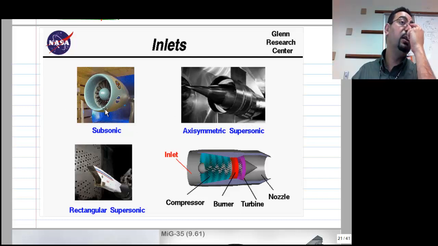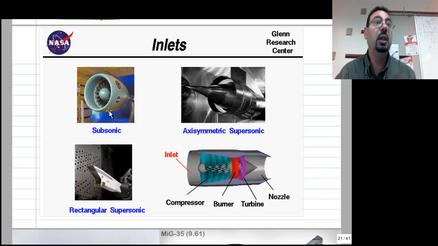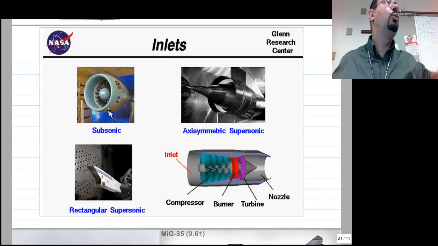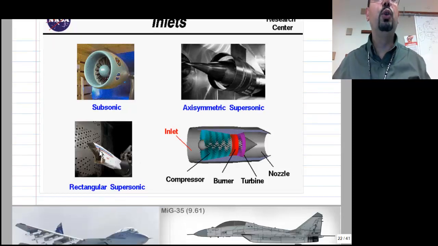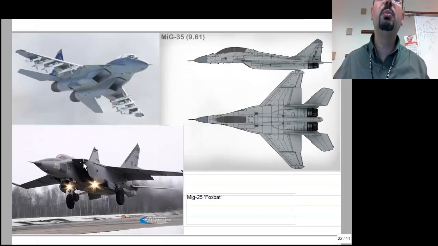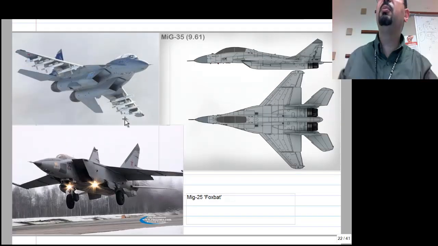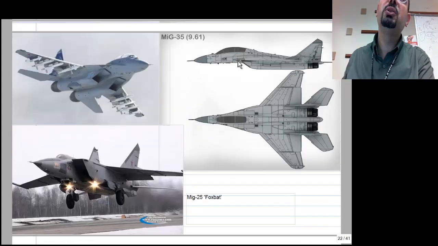And this is definitely a subsonic inlet, because if this was flying supersonically, it would form a normal shock. You don't want a normal shock standing over here. And for supersonic, the inlet is always like this for an oblique shock. So you can see here is a MiG-35, for example, and that's the old MiG-25. You can see how it's basically tapered for an oblique shock. So that's a supersonic inlet.